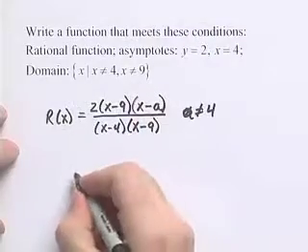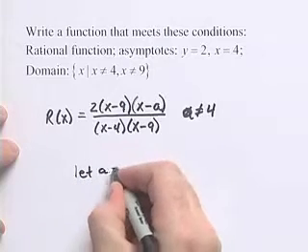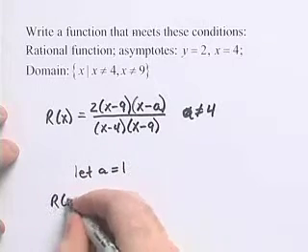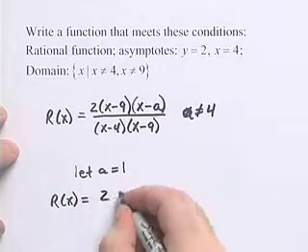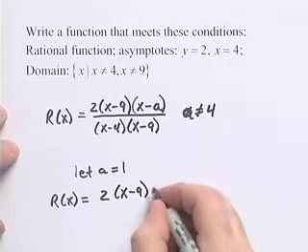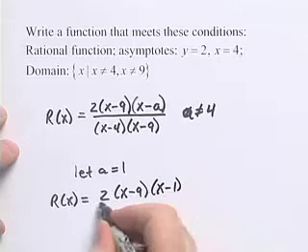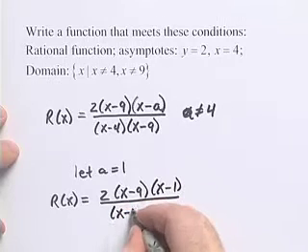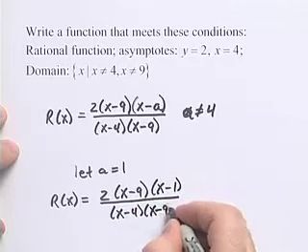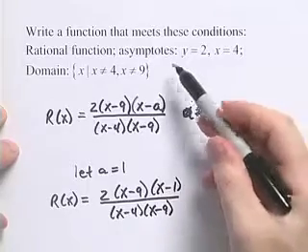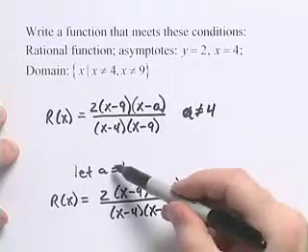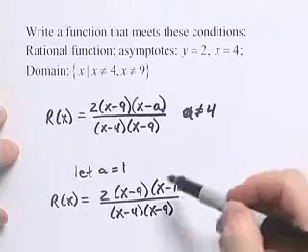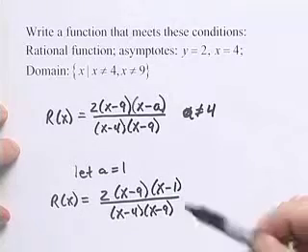We could get a particular rational function by letting a be some number that's not equal to 4. For instance, we could let a equal 1. If we let a equal 1, then our rational function would be r of x equal to 2 times x minus 9 times x minus 1 divided by x minus 4 times x minus 9. This satisfies all the given conditions, and it's one particular case. We can let a be any number except for 4, and we'd get a different particular rational function.